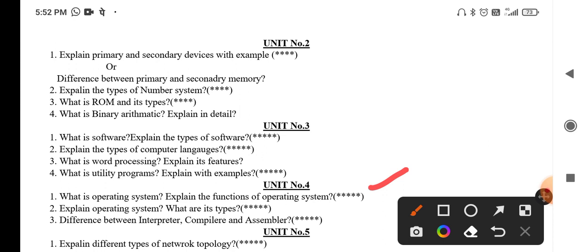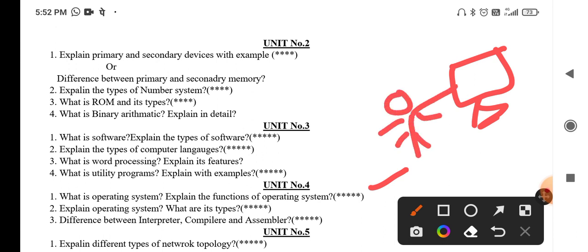That we have to explain. Suppose, for example, here is the computer and one human being. Both want to interact with each other. So what is required?